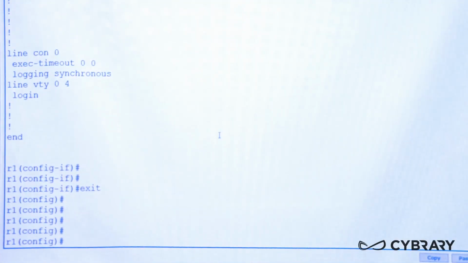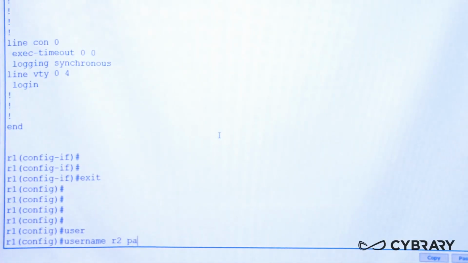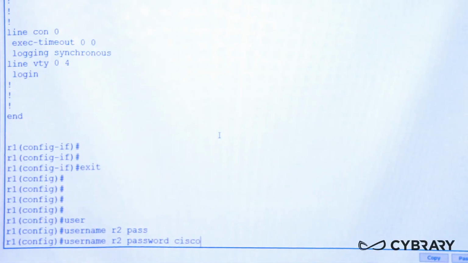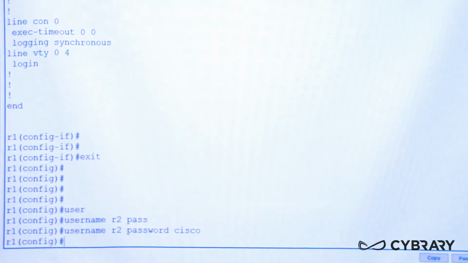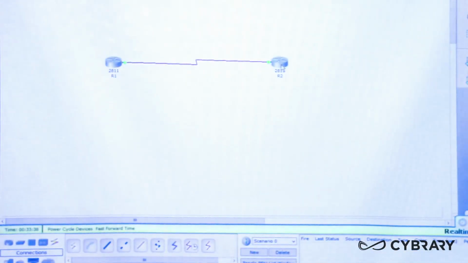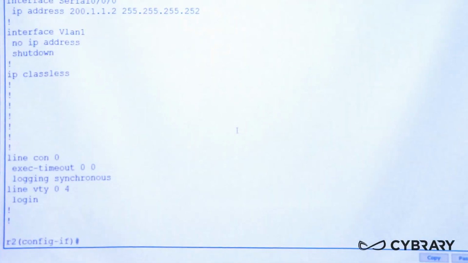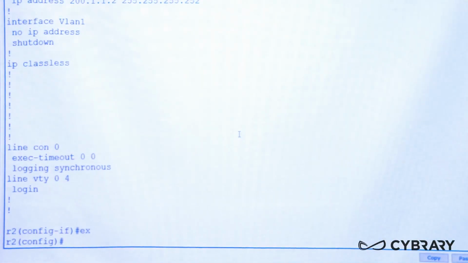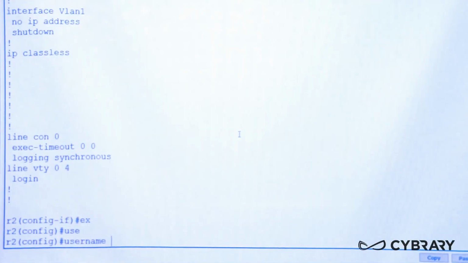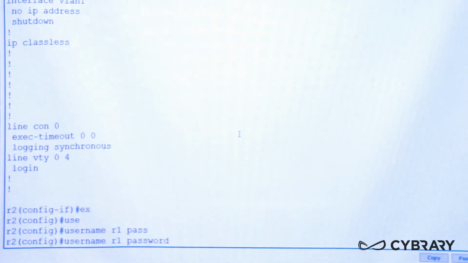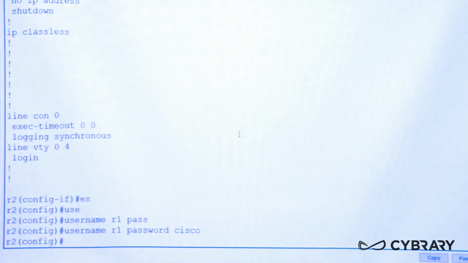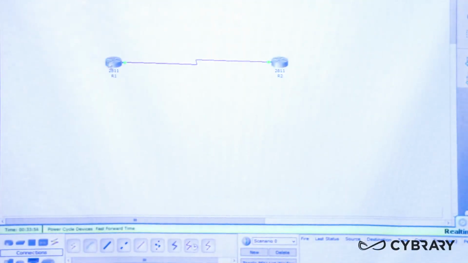So I'm going to go to router 1, which I'm here, and say username R2 password Cisco, and I'm going to go to R2 and say username R1 password Cisco. Now, I'm going to make router 1 the authenticator again.